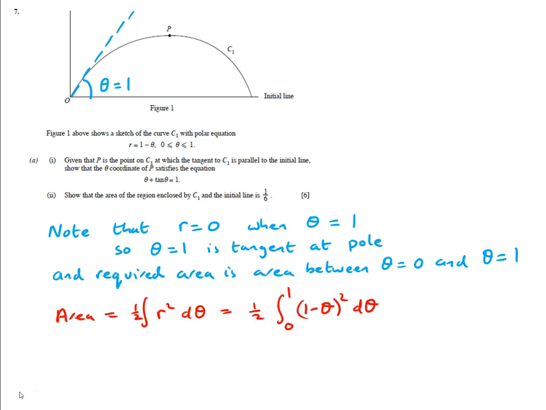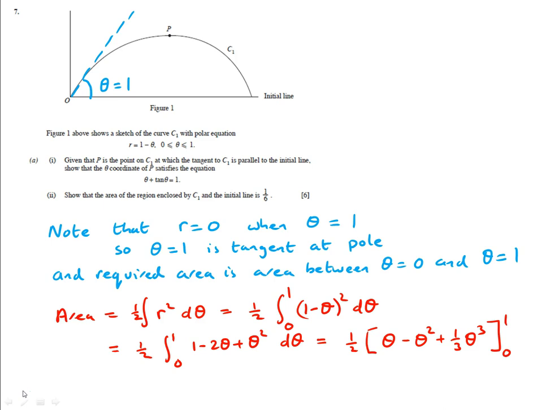We know that the area is given by the integral of a half r squared d theta, so in this case it's just a half of the integral between 0 and 1 of (1 minus theta) squared. And if we expand the square, then we obtain a half the integral of 1 minus 2 theta plus theta squared. And performing the integration, I obtain theta minus theta squared plus a third theta cubed. I need to put the limits in, so put theta equals 1 in and then subtract the value when theta equals 0. And we end up with just 1/6 as the question required.